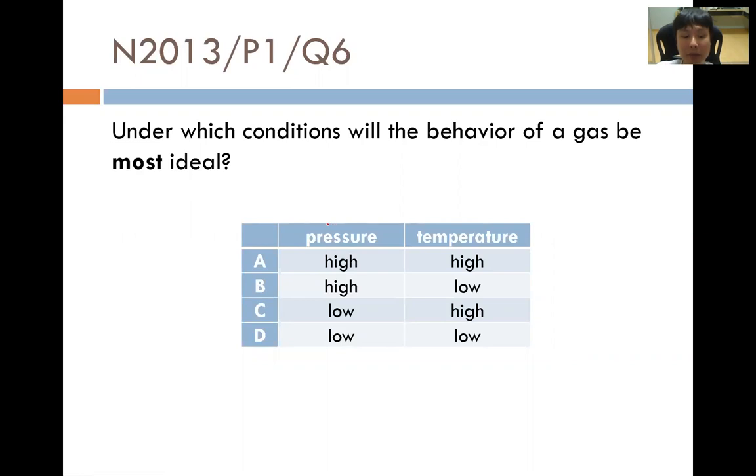And for the particles to be further separated, we want the pressure to be low, because if the pressure is low, the particles will be far apart. And we want the temperature to be high, because if the temperature is high, then the particles will be far apart. So based on that, we want low pressures and high temperature. So the answer to this question is option C.